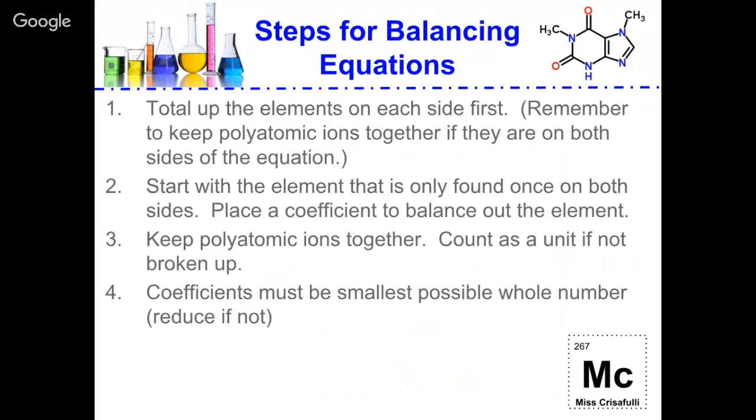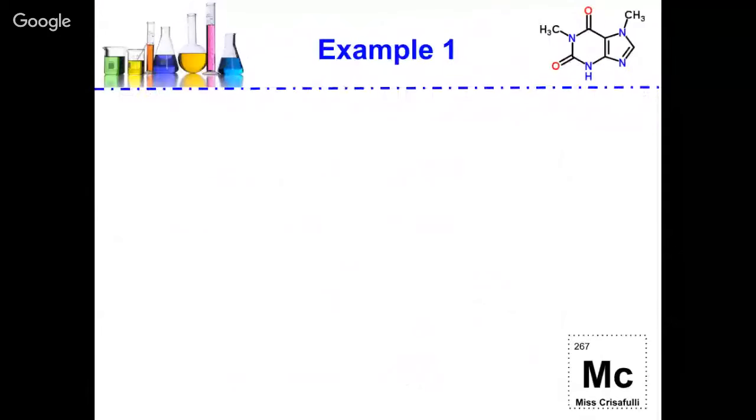And the coefficients at the end, after we're done balancing, need to be brought back down to the least whole number ratio, meaning that they need to be reduced. And then we're going to check to see if it's balanced at the end. So let's go through a couple examples.